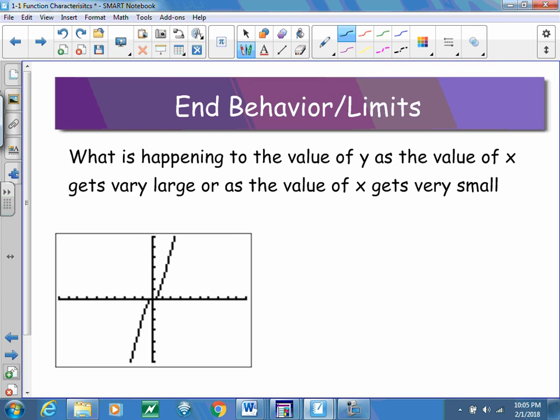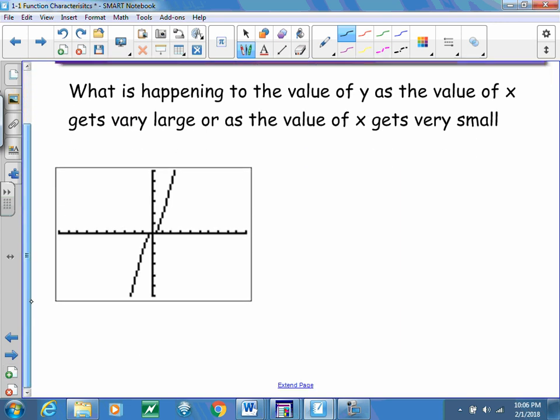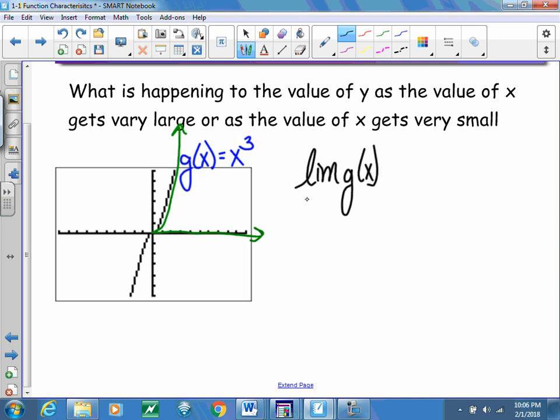Take a look at another example here. Looking at our function, I'll just say this is g of x, and this is our cubing function, x to the third. As x gets really large in this case, what's happening to y? If I take any number to the third power, just like when you square it, it's going to grow very large very fast. So the limit of our function g of x as x approaches infinity is going to once again be positive infinity.